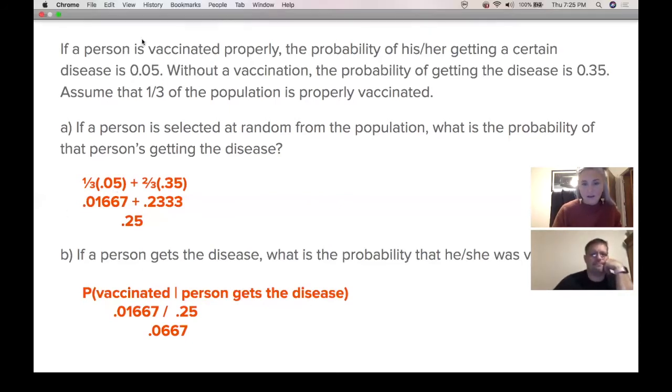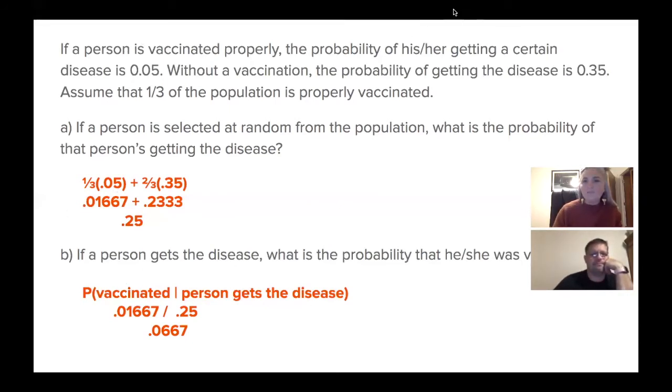I should have done a better job with what I put in the numerator, and I would have remembered where that number came from. So this right here is the probability that we are vaccinated intersecting with got the disease, which is this part of the population. Does that make more sense?